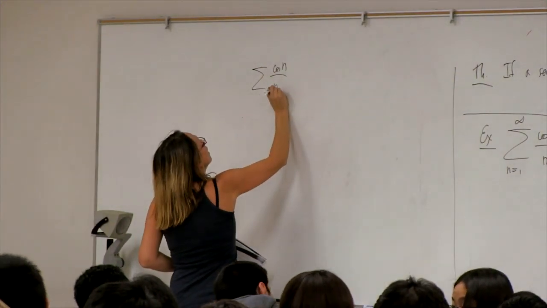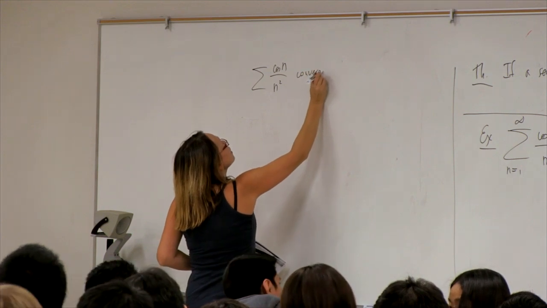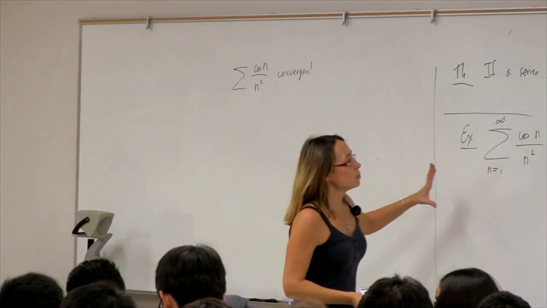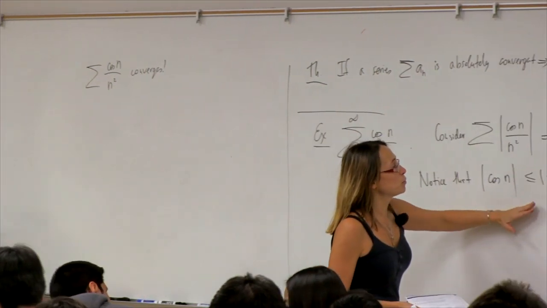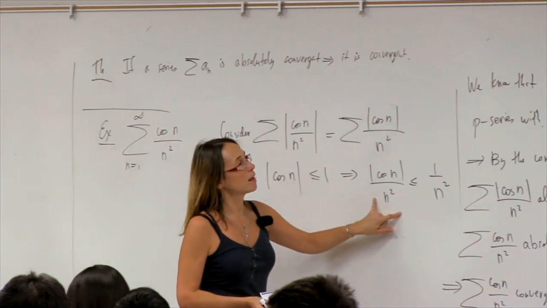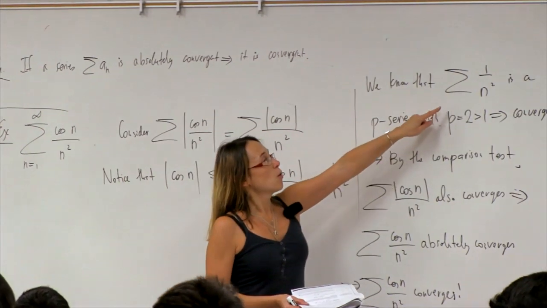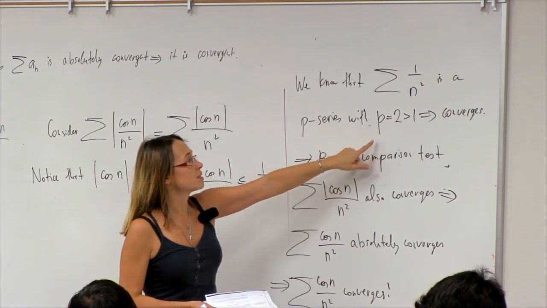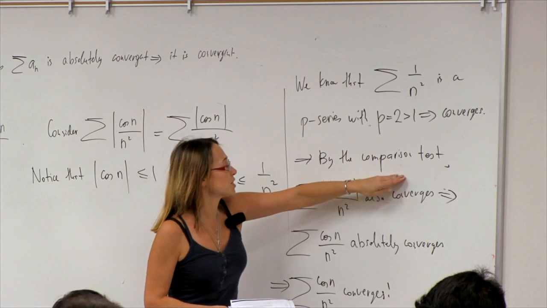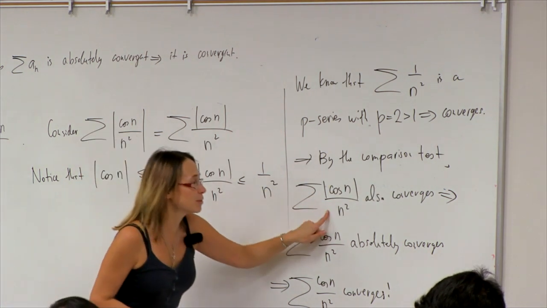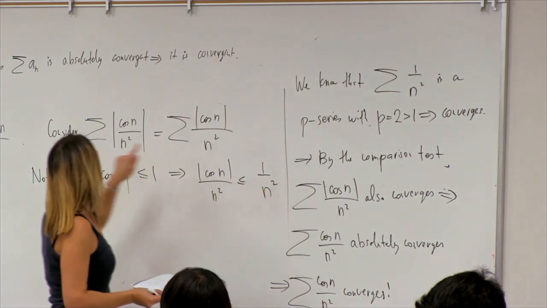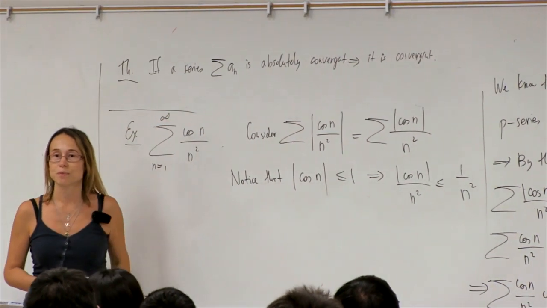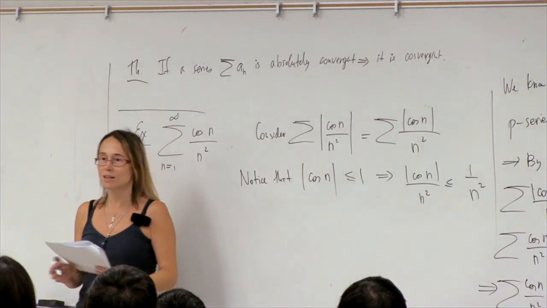Converges. Okay. So how many tests did we apply here? First we applied the comparison test, okay? And we looked at the p-series. So we used the knowledge of the p-series. We concluded that the p-series converges. Then by comparison test, the absolute values converge. Therefore, the original sequence absolutely converges. And then we apply the theorem and say it converges. Okay, so there are several steps here, but they're all very easy.